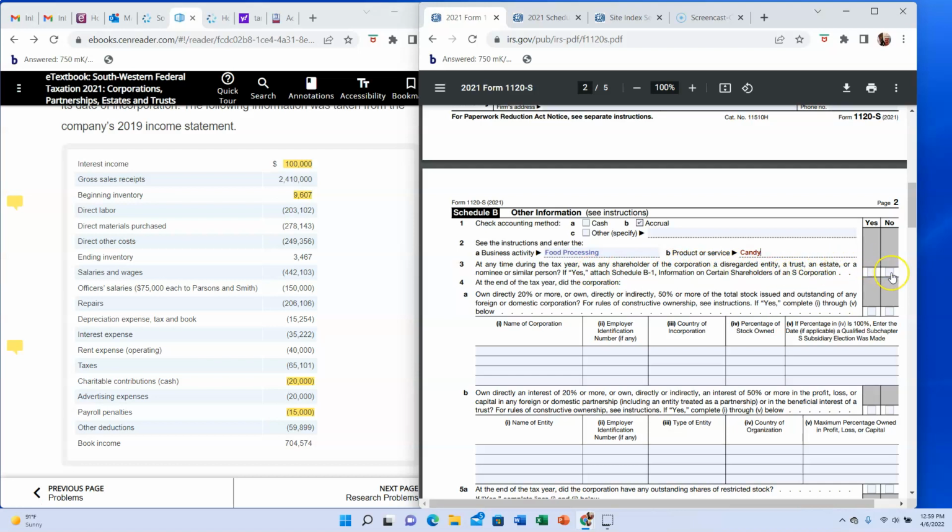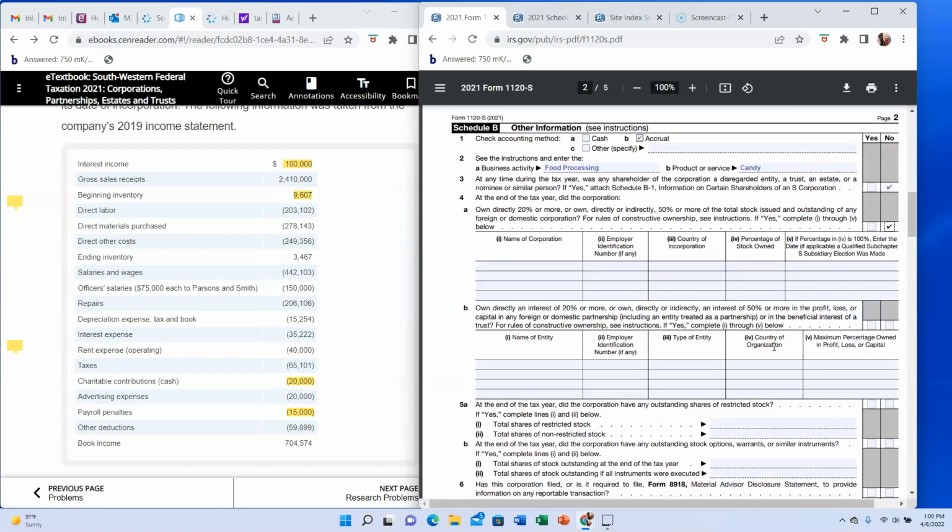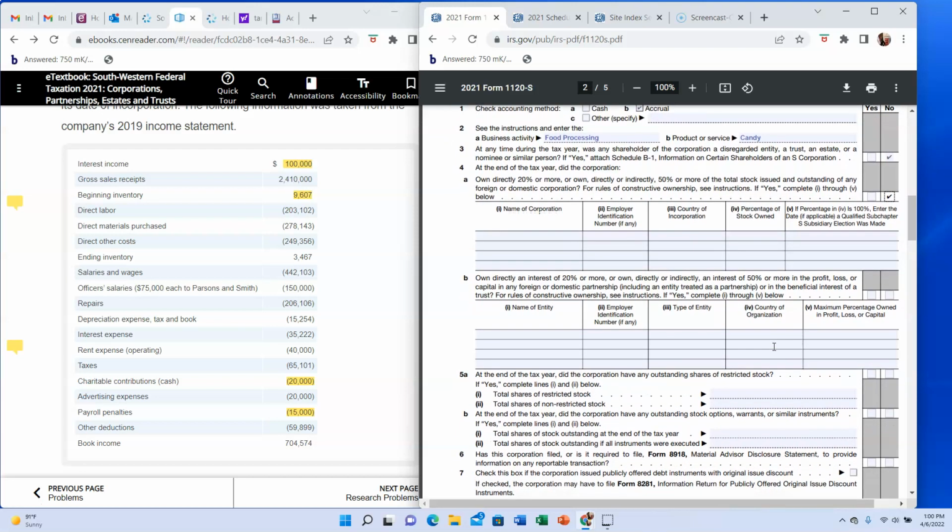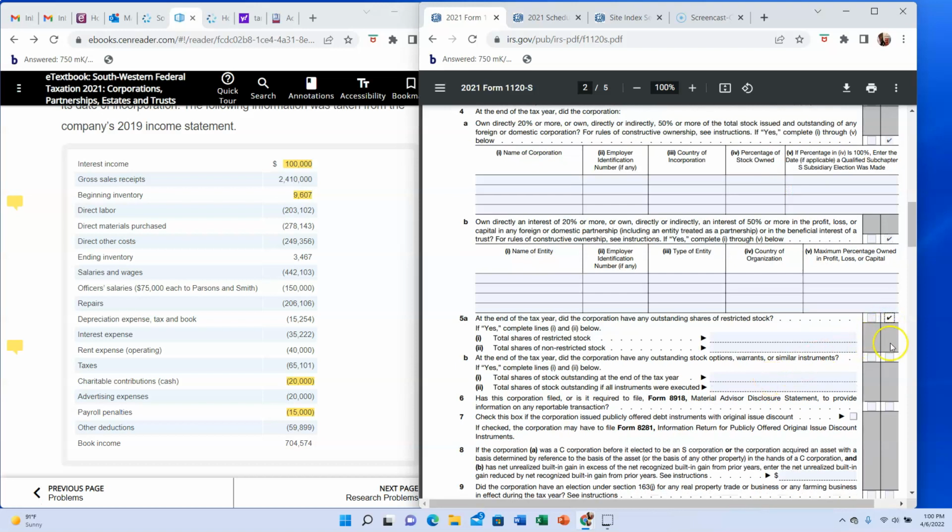trust, estate, or nominee or similar person? I'm going to say no. Did the corporation own directly 20% or more, or own directly or indirectly 15% or more of the total stock issued and outstanding of any foreign or domestic corporation? No, they did not. And they also did not own anything for Part B. They had no restricted stock. Actually, all these things are just no's.